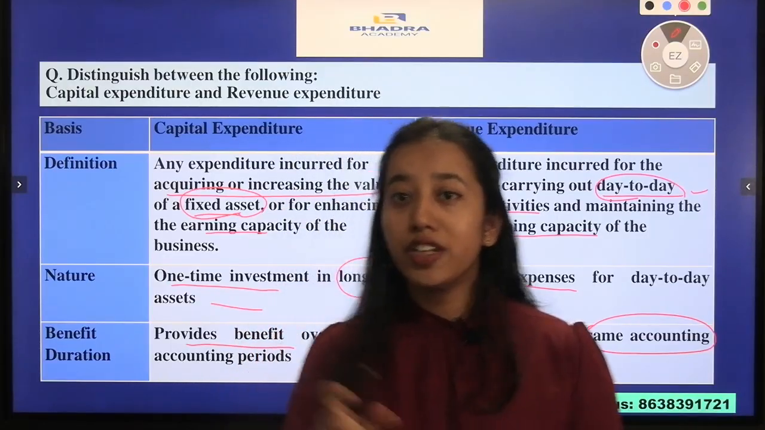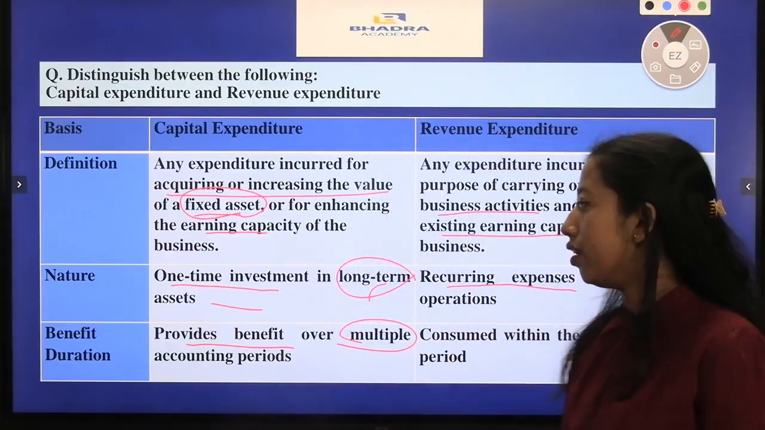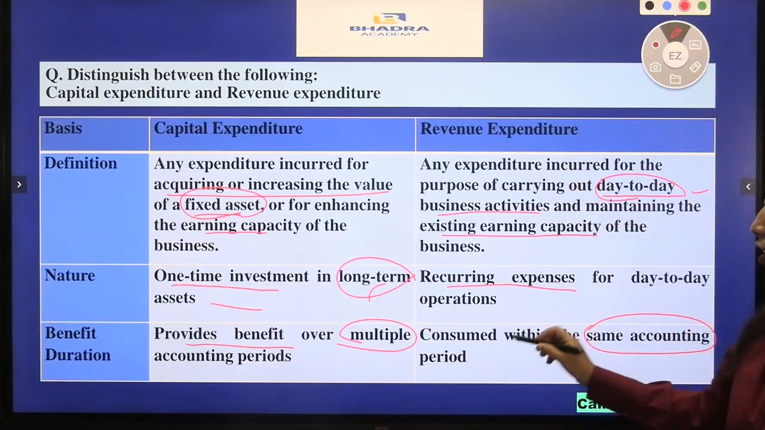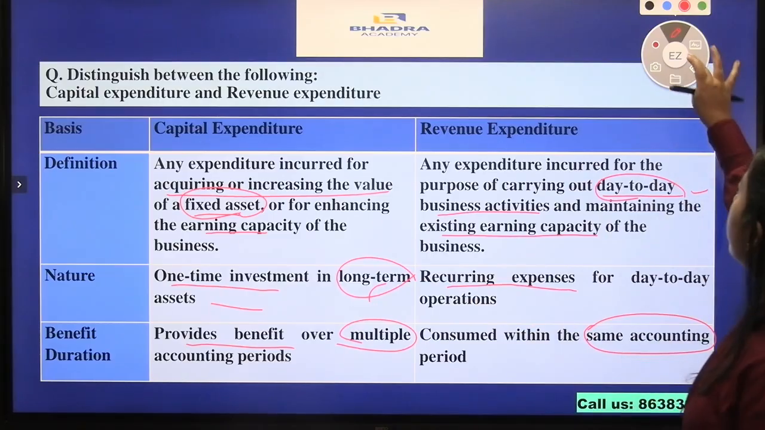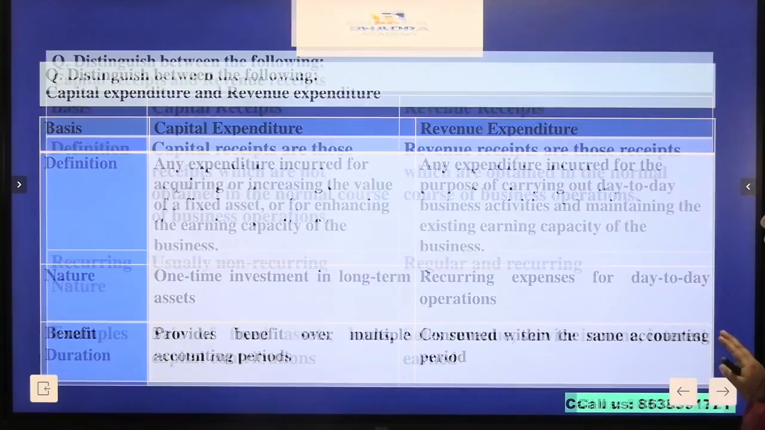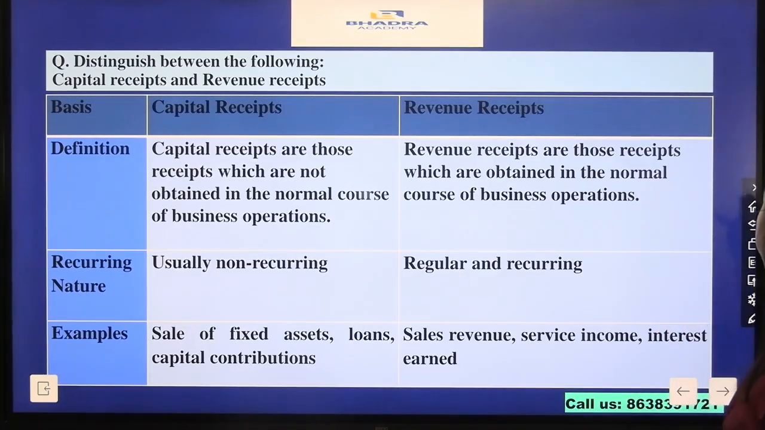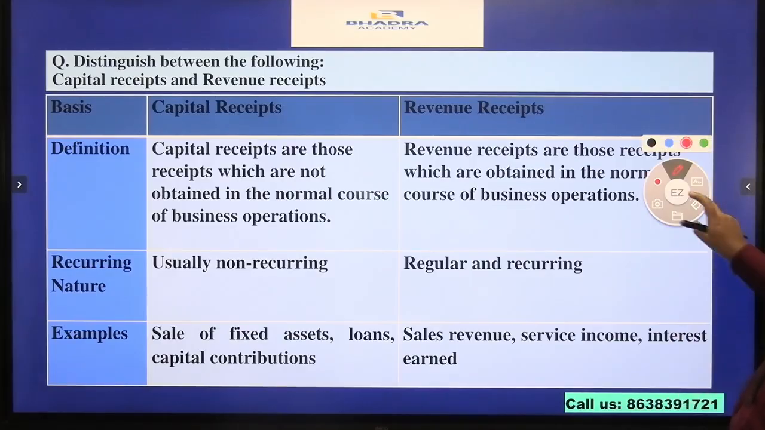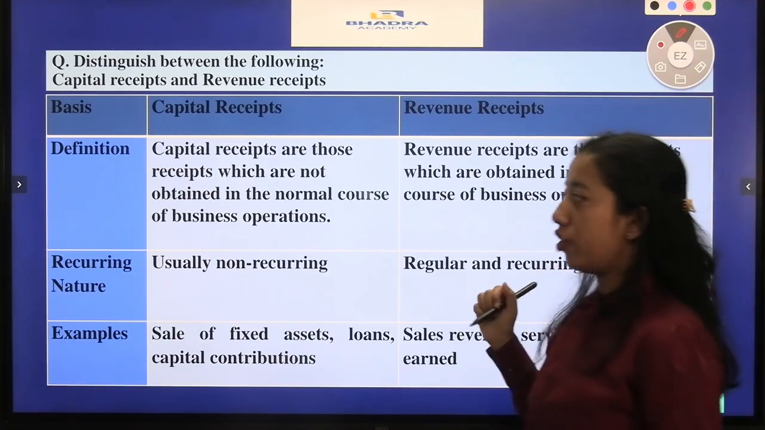So the benefit is consumed in that particular month itself. That is why it is said revenue expenditure, the benefit duration is consumed within the same accounting period. Now in the same question we had this: distinguish between capital receipts and revenue receipts. So again we will go by the definition.